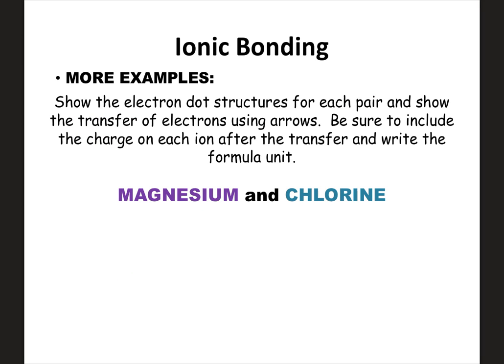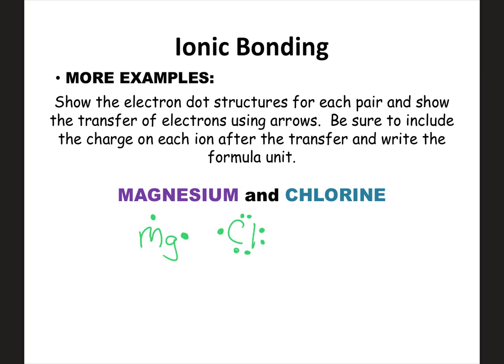So we can try one more example here. If you want to pause the video and try it on your own, that's fine. But I'm going to jump right in here and solve it. So we're going to do this for magnesium and chlorine. All right, so same deal. Magnesium, all right, has 2 valence electrons. All right, it's in the 2A column. And then chlorine has 7 valence electrons. All right, so you're going to have one side of the chlorine with just 1.